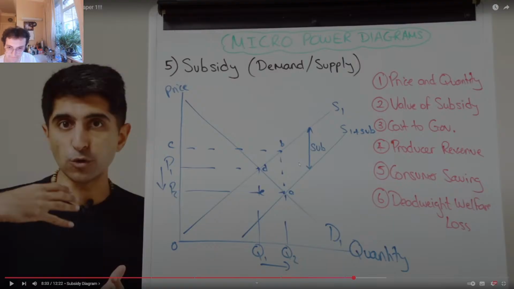Cost to government. Number 4, producer revenue. Yeah, I thought so. And then consumer saving. It's going to be slightly different. Consumer saving. And then number 6, dead weight welfare loss. Welfare loss. E. Am I tweaking it? Why E? A.